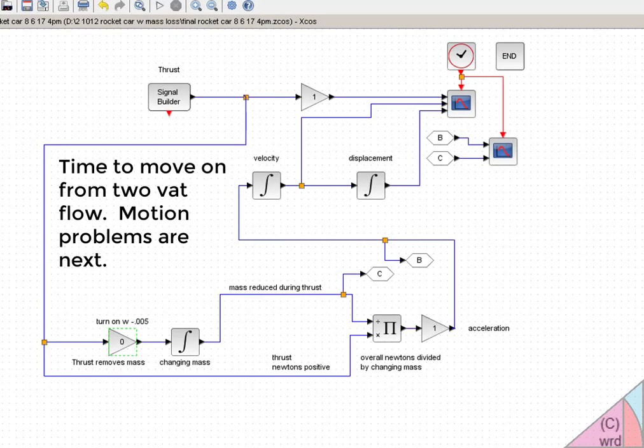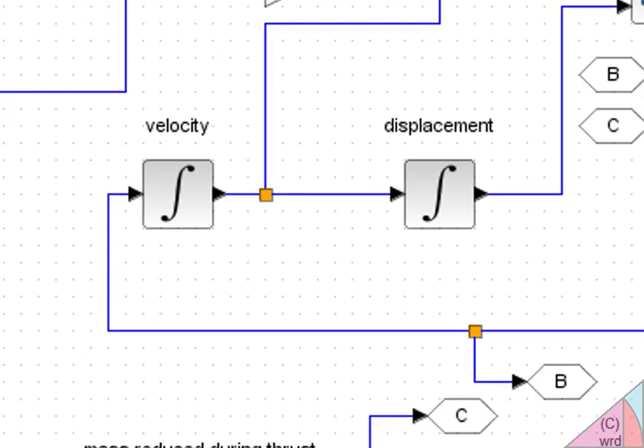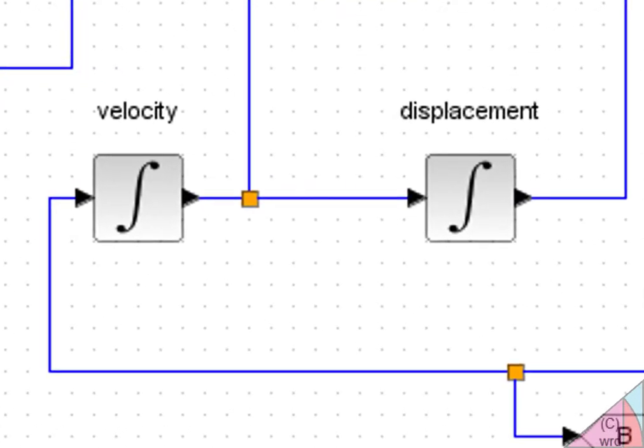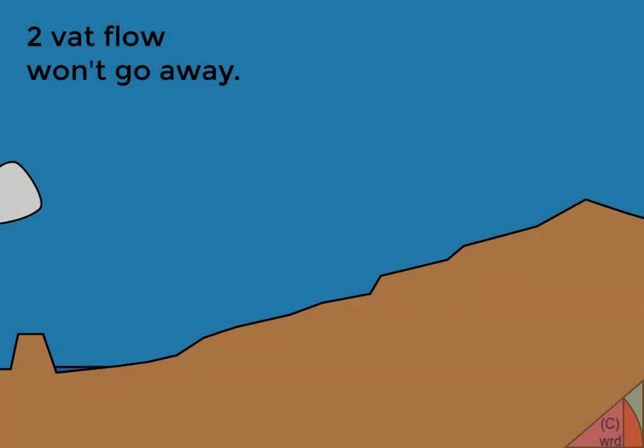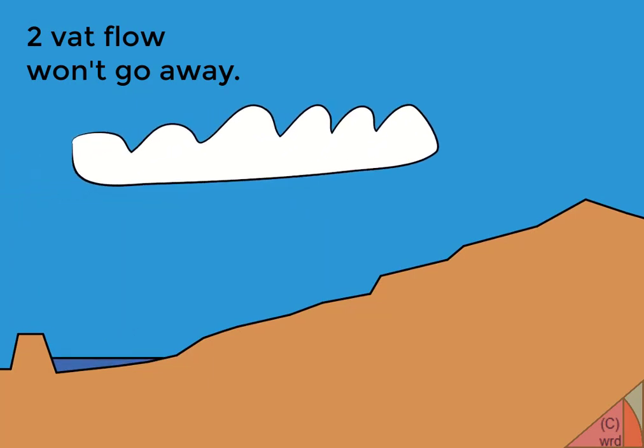Now that we have done 2 versions of 2 VAT flow, let's move on to motion problems. The heart of these models is a chain of 2 accounts, one converting acceleration to velocity and the second right behind it converting velocity to distance traveled. We will return to 2 VAT flow in episode 17 for watershed management.